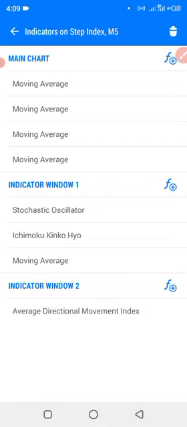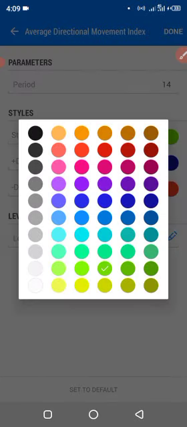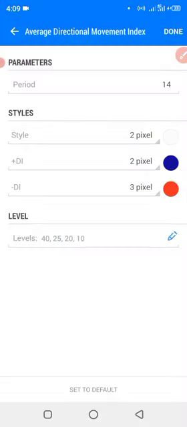Now indicator window 2, these are confirmation indicators to confirm the trend before you enter a position. Okay, now this is indicator window 2. We have the average directional movement index. This is the setting. It has a 14-day period, and this one is not needed. It's supposed to be a white background. The style here is not needed, but the plus D1 is needed, and the minus D1.